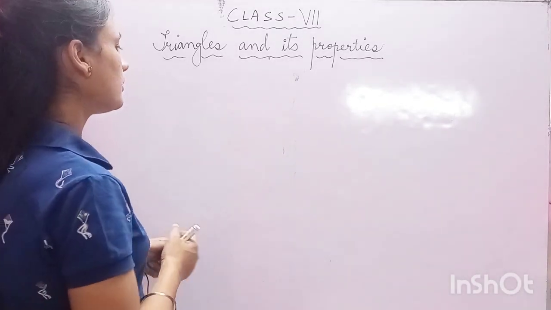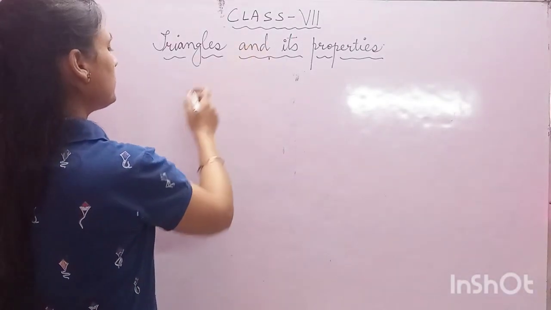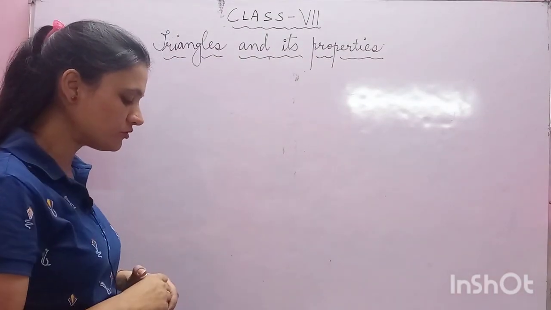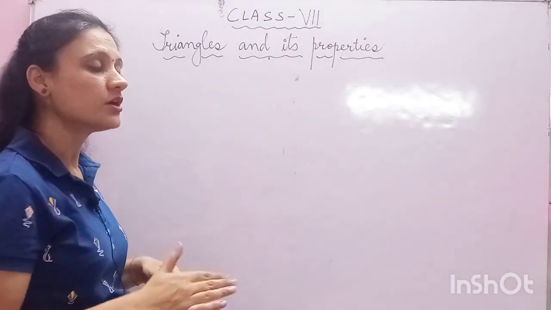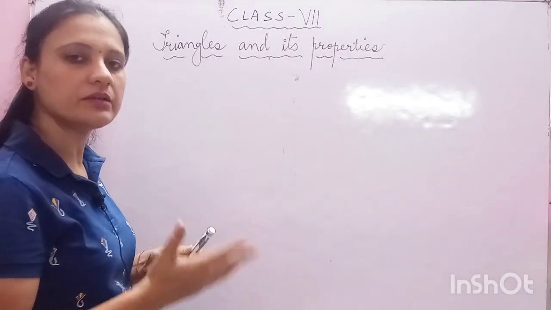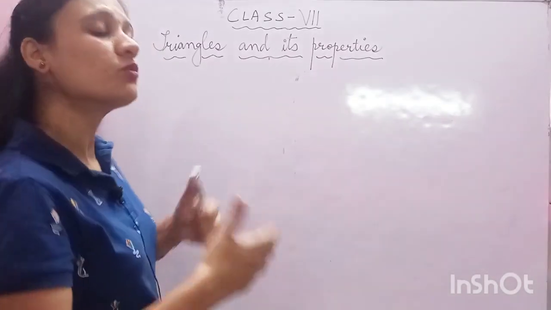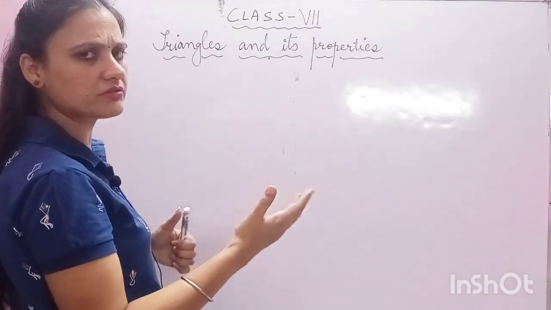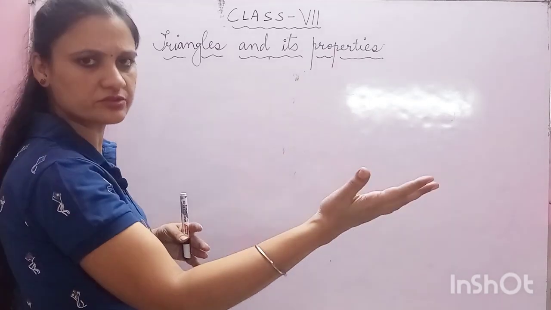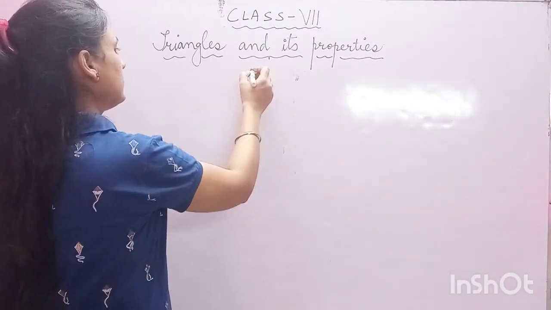Okay. So here the first property which I'm going to explain to you is the exterior angle property, right? What is this exterior angle property? First we'll understand what an exterior angle is. By the name itself you can find out the exterior angle must be outside the triangle, right? Yes, you people are right.